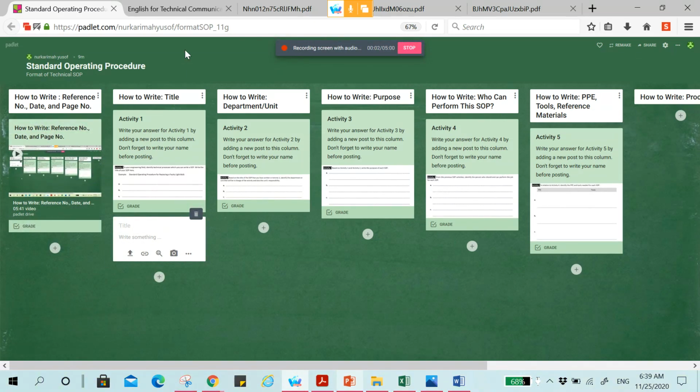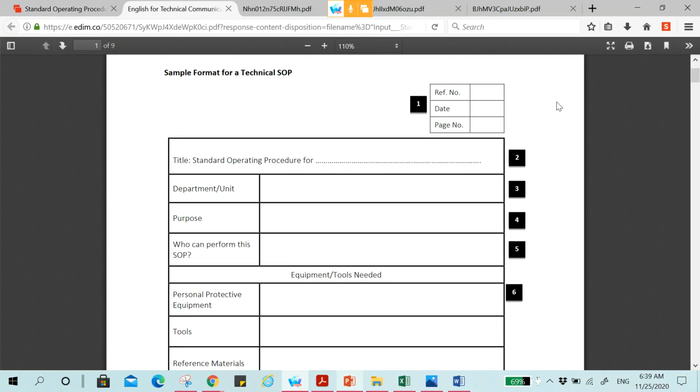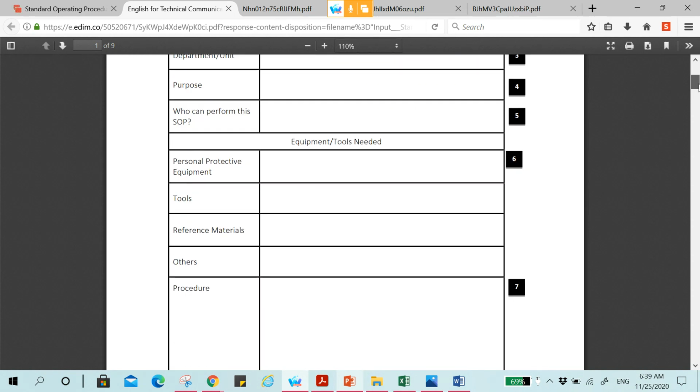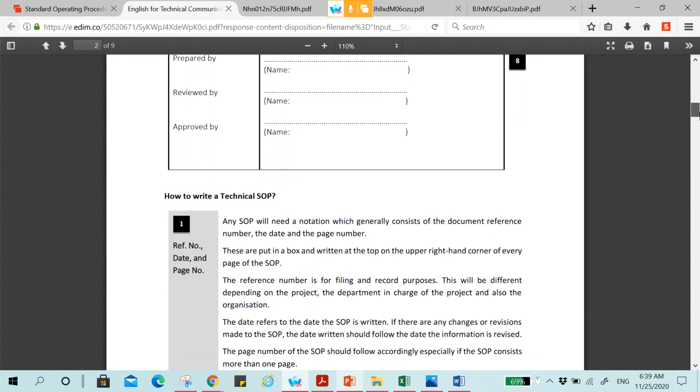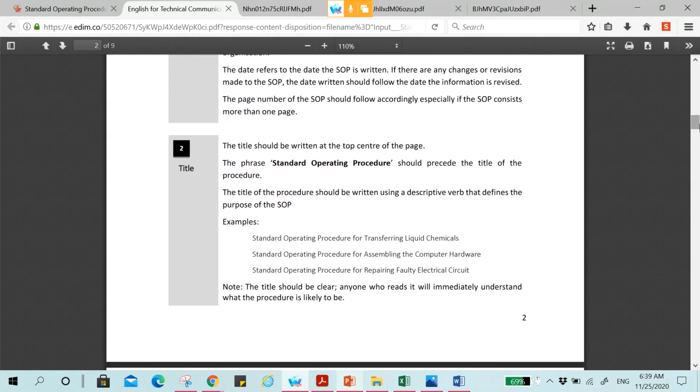Okay, now let's continue with the second element, which is the title. For the title, you need to write Standard Operating Procedure before you write the next information. So once again, the phrase Standard Operating Procedure should precede the title of the procedure.